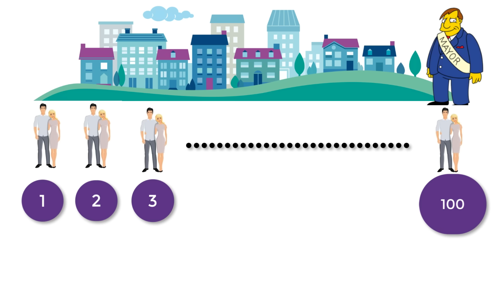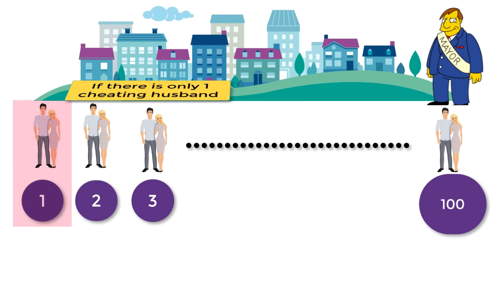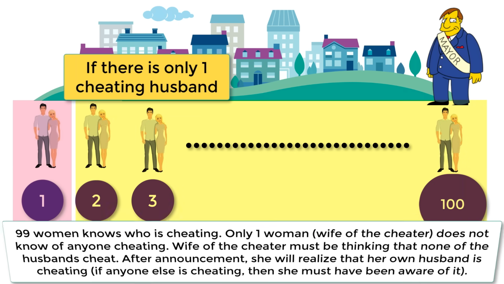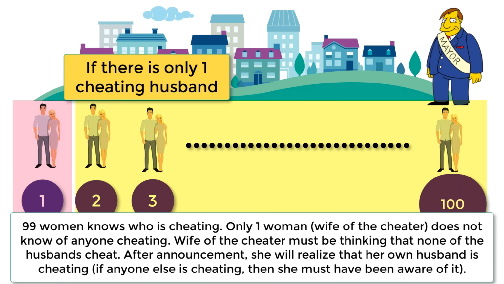So let's simplify the solution of this puzzle. Let's start methodically and consider different cases. Consider case 1: if there is only one cheating husband. In this case, 99 women know who is cheating. Only one woman, the wife of the cheater, does not know of anyone cheating.